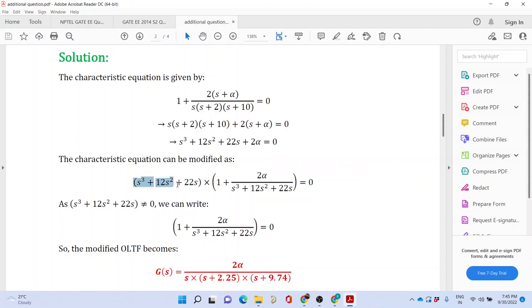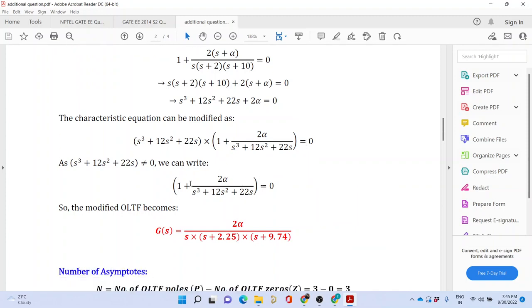Now we can say that this is not equal to 0, because we have seen in the characteristic equation that this plus 2 alpha equal to 0. So this cannot be equal to 0 for any point on the root locus. So this portion has to be equal to 0. So this becomes our new modified characteristic equation. Now we consider an open loop transfer function G(s) equal to 2 alpha, and I factorized it. So we have s into s plus 2.25 into s plus 9.74. So this becomes your modified transfer function.